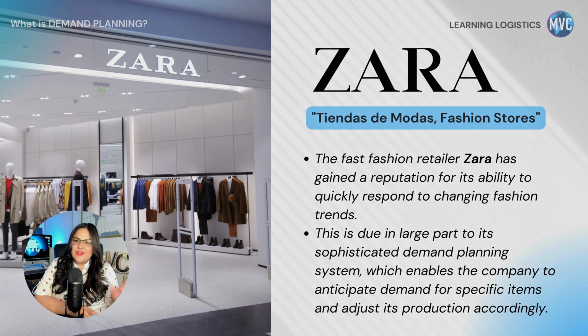Now, the next example I have for you is Zara, the fast fashion retailer. Zara has gained a reputation for its ability to quickly respond to changing fashion trends, and they sort of started the trend of fast fashion that we see replicated in many other businesses and companies nowadays. This is due in large part to their sophisticated demand planning system, which enables the company to anticipate demand for specific items and adjust its production accordingly.